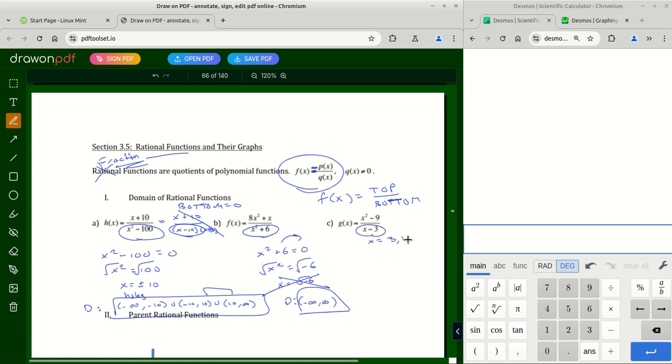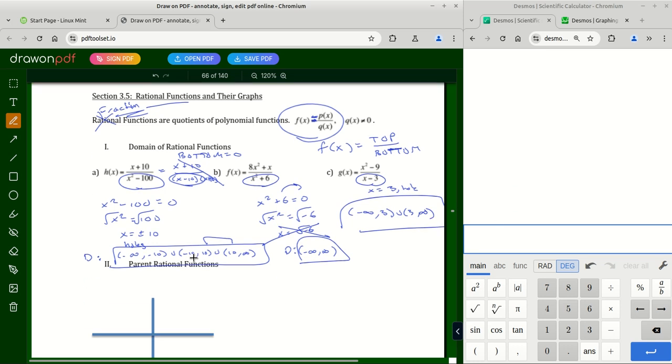Same thing with this one. X equals 3 is my hole, so I go around it. Negative infinity to 3. We've already done all this back in chapter 2. I just wanted to review this, I guess. Not me. They wanted to review this, and that's fine.